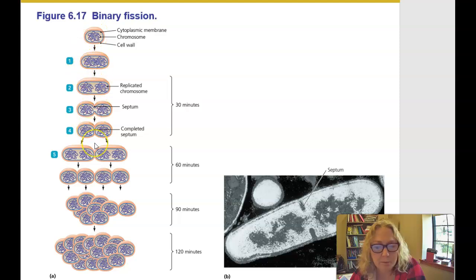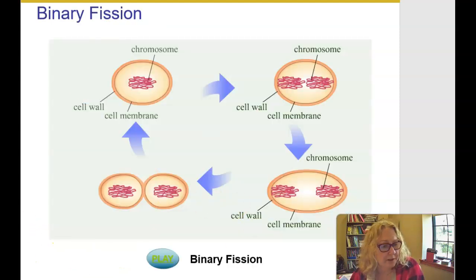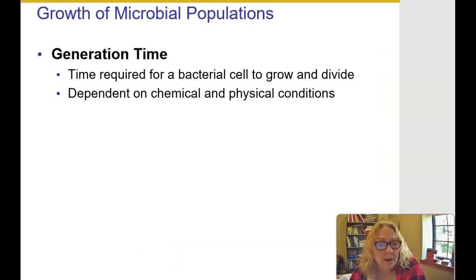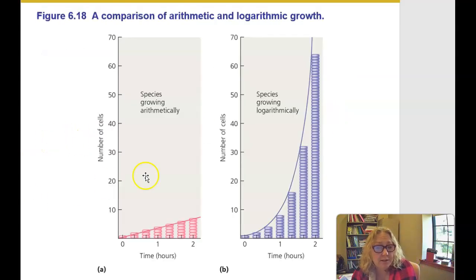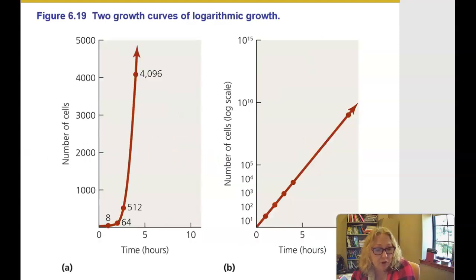Essentially, remember a lot of these don't have a specific nucleus, so they're just going to divide and make a bunch of colonies from themselves. Just asexual reproduction. Your garden variety asexual reproduction. Here's another picture of it. This one won't play either. We are going to talk about generation time. Time required for a bacterial cell to grow and divide, dependent on chemical and physical conditions. Usually time and temperature. So here's time in hours, number of cells.